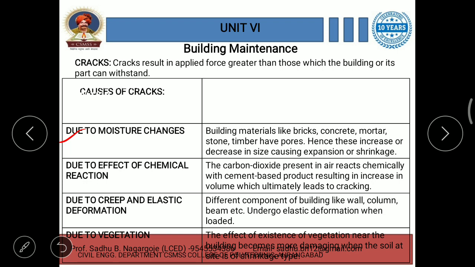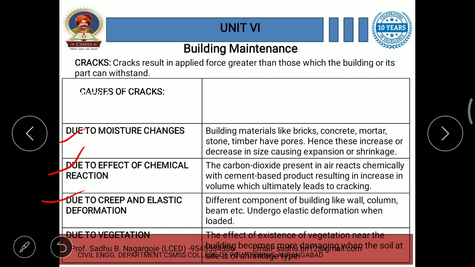Then due to the effect of chemical reaction, the carbon dioxide present in air reacts chemically with cement based products, resulting in an increase in volume, which ultimately leads to cracking. The chemicals present in the cement and carbon dioxide in the air result in an increase in volume of that material, which causes cracking in the particular material of the building.